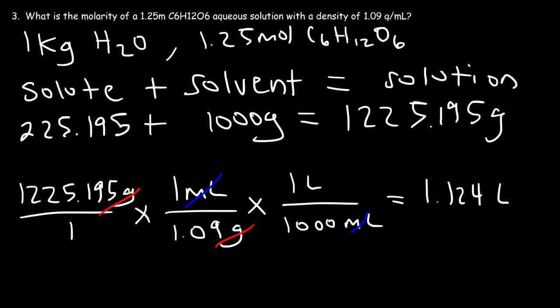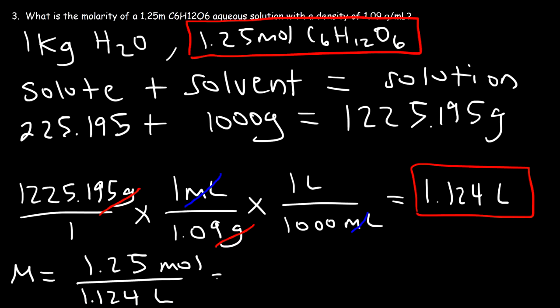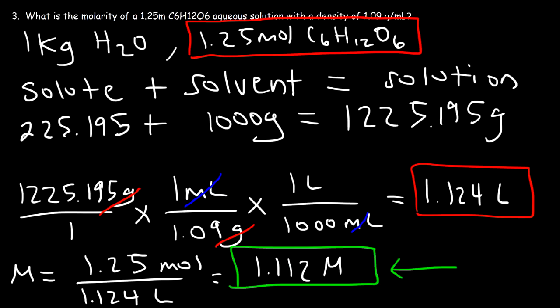So now to calculate the molarity, we need to take the moles of the solute and divide it by the liters of the solution. So the molarity is going to be 1.25 divided by 1.124 liters. And so the molarity of the solution is 1.112 M. And so this is the final answer. That's how you can calculate the molarity of the solution given the molality and the density of the solution.